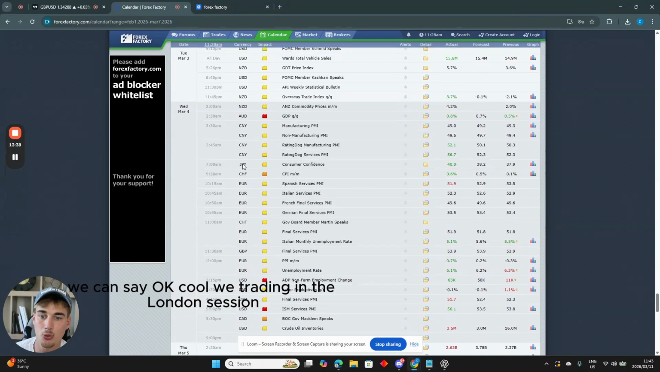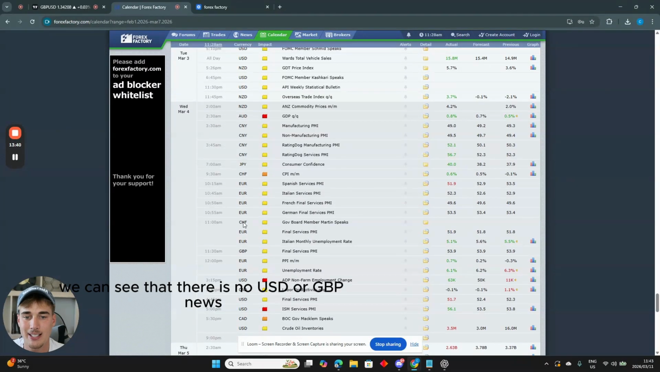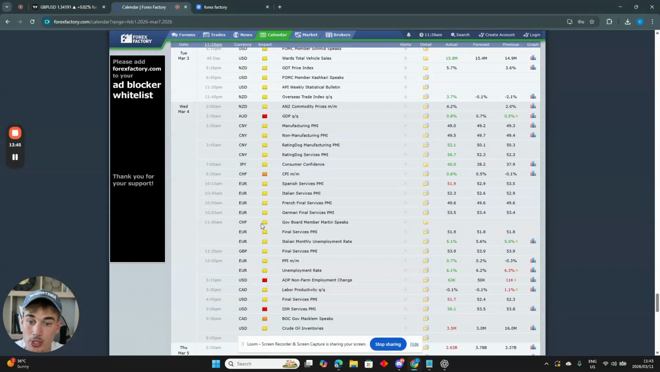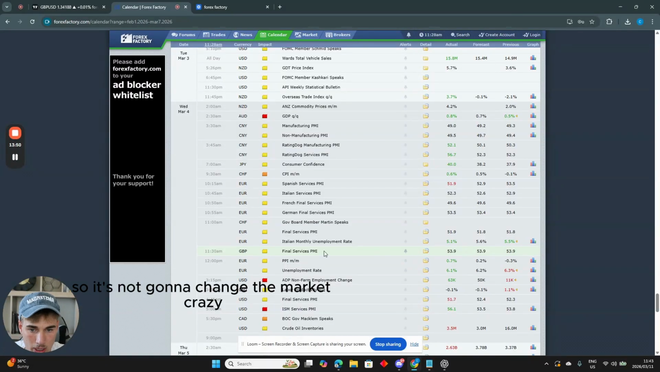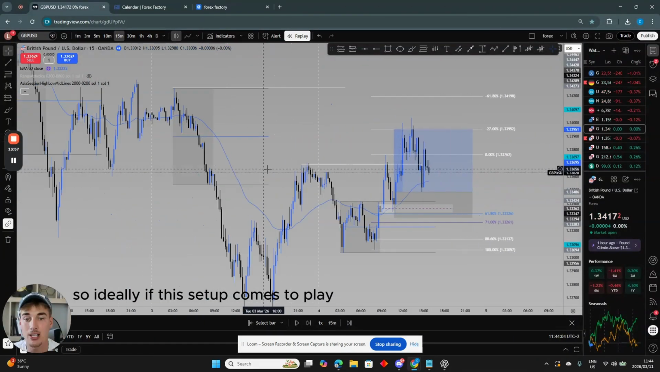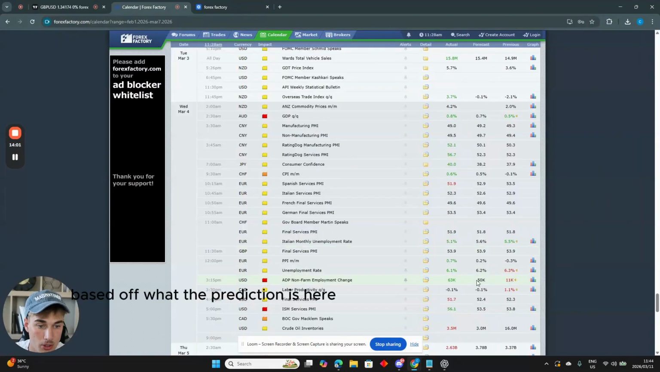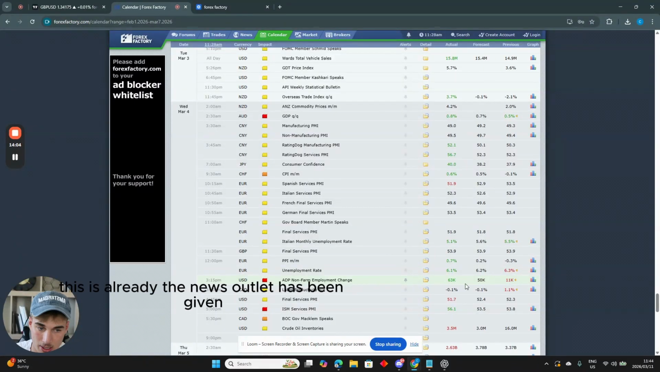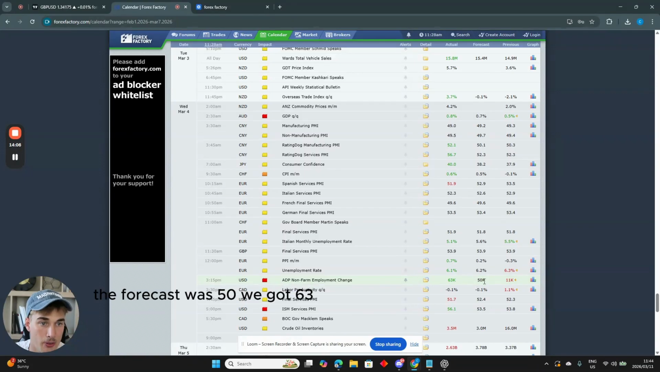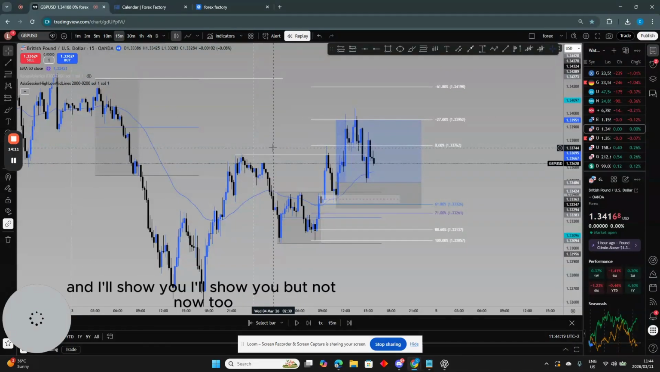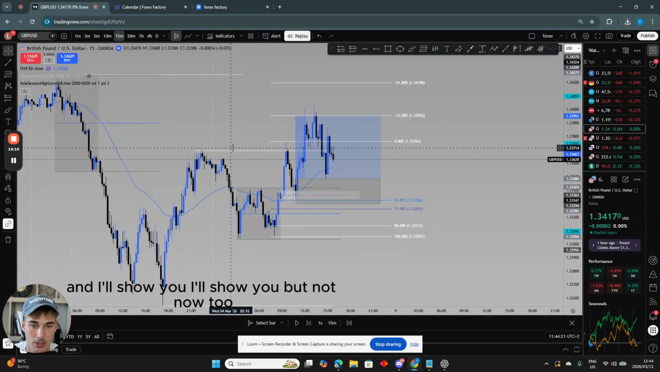Obviously, this is the 4th of March here that we're taking a trade. We can say, okay, cool, we're trading in the London session. We can see that there is no USD or GBP news except at 11:30, but it's low impact news, so it's not going to change the market crazy. But we have non-farm payroll at 3:15. Okay, so ideally, if this setup comes to play based off what the prediction is here, as we can see, obviously the news outlet has already been given. The forecast was 50, we got 63, so it was good news for the dollar, and that's why we saw GU drop, and I'll show you a bit now too.